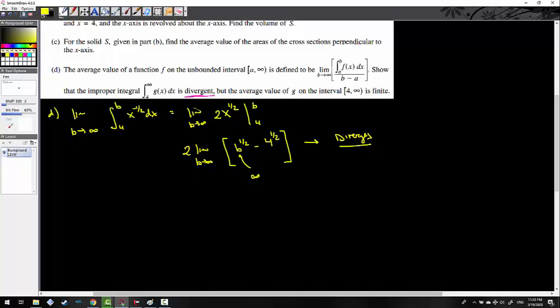So from here, we'll do the same thing. We'll do 1 over b minus a, so that would be 1 over b minus 4 times the limit as b goes to infinity from 4 to b. Again, where I get this b on the outside from, it's the average value from 4 to b of x to the negative 1/2 dx.